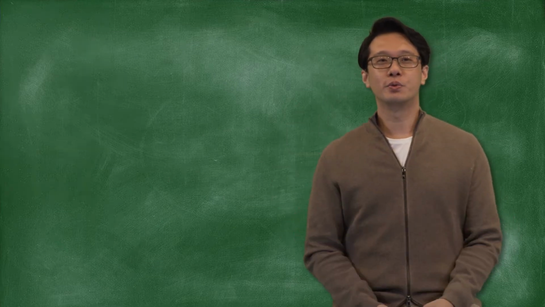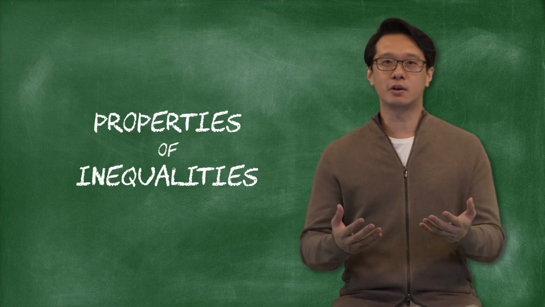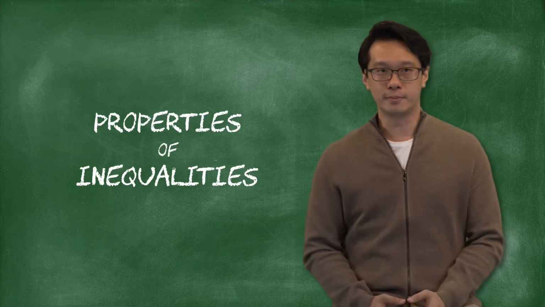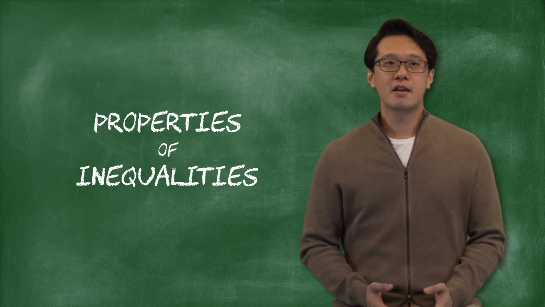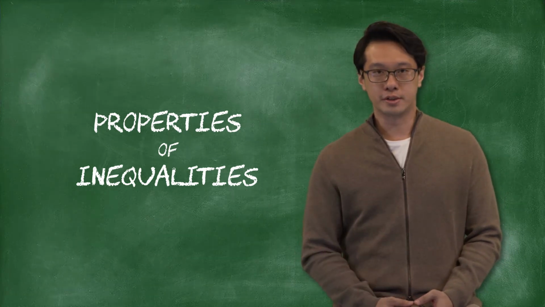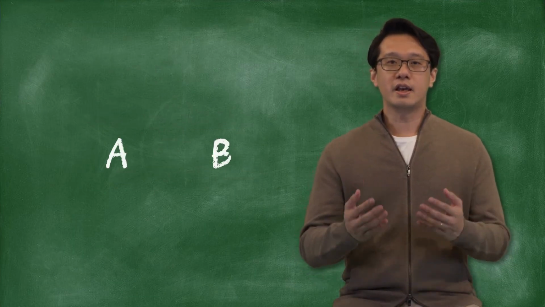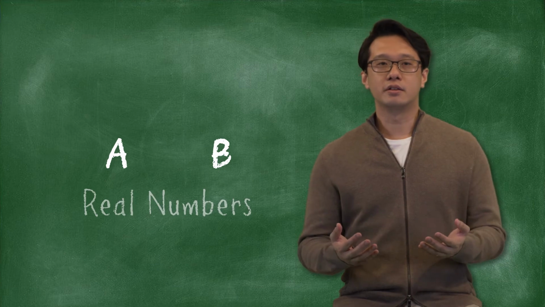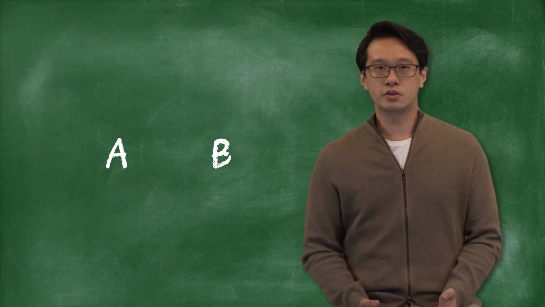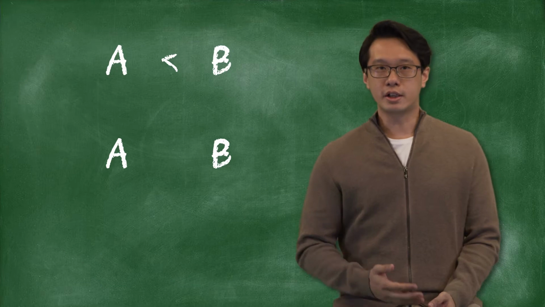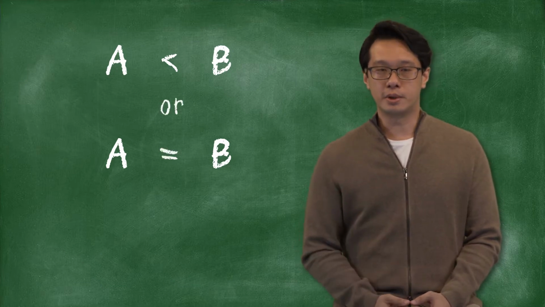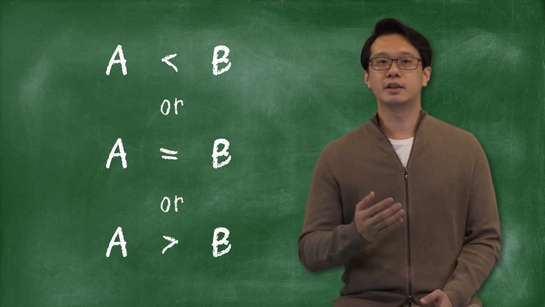In this video, we are going to explore some properties of inequalities and understand how to use them. Firstly, let's talk about some logical comparison. If A and B are any real numbers, then one and only one of the following is true. A is either smaller than B, A is equal to B, or A is greater than B.